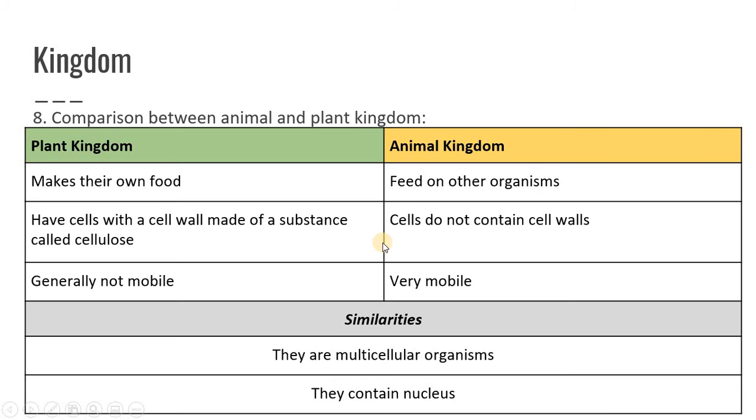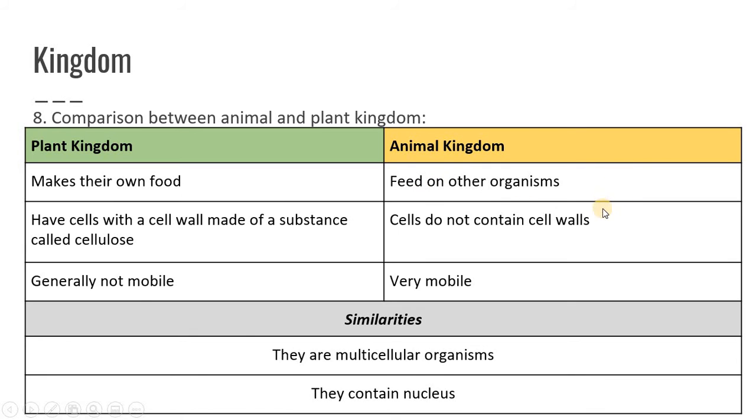Here is a comparison between the animal and plant kingdoms. Living things in the plant kingdom can make their own food. They have cells, remember the plant cells, with a cell wall made of a substance called cellulose. And they are generally not mobile. Whereas the animal kingdom are living things that feed on other organisms.